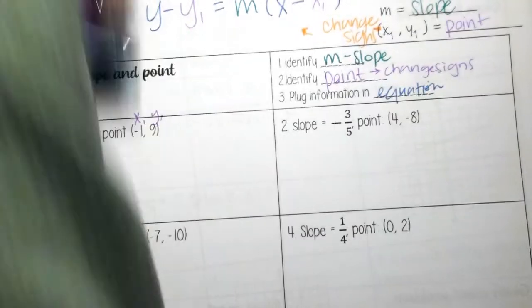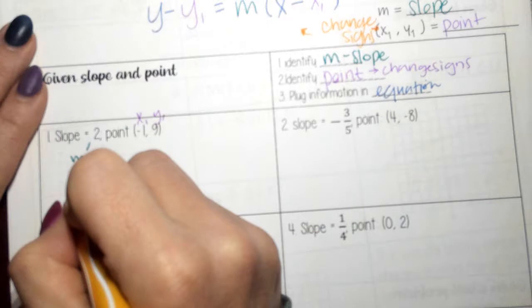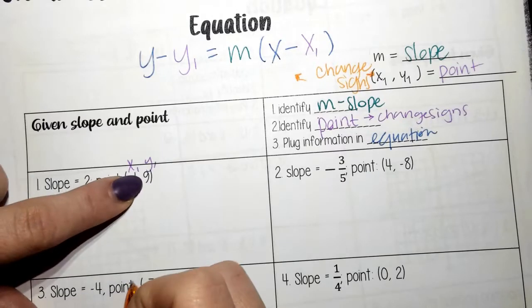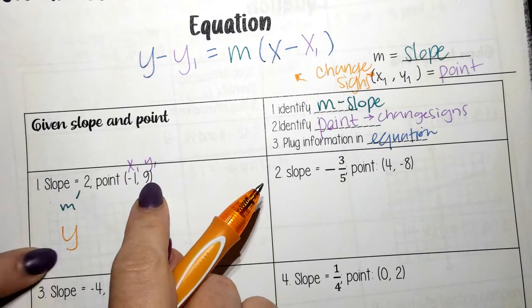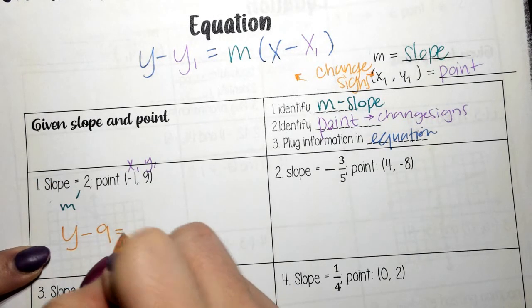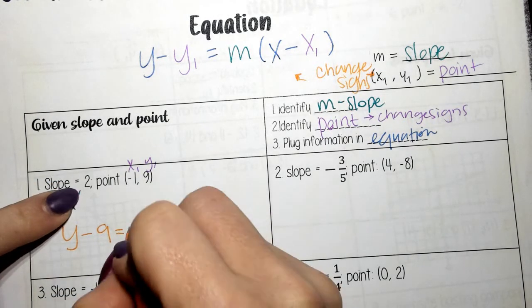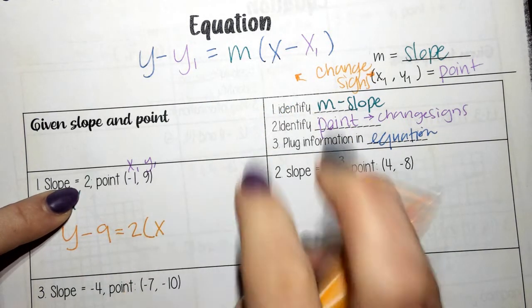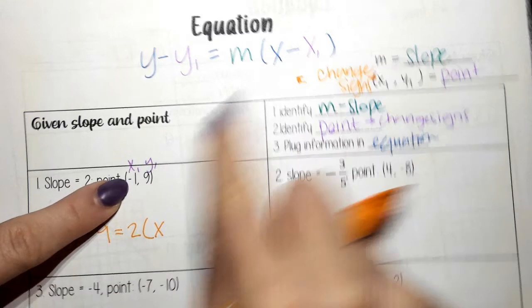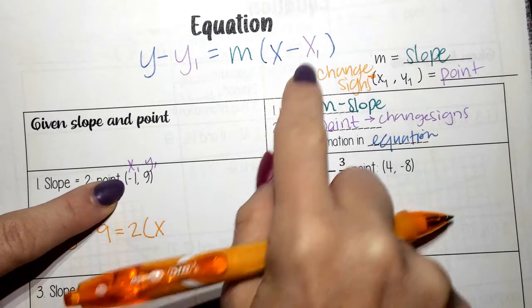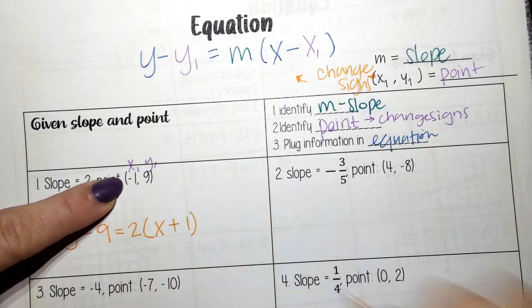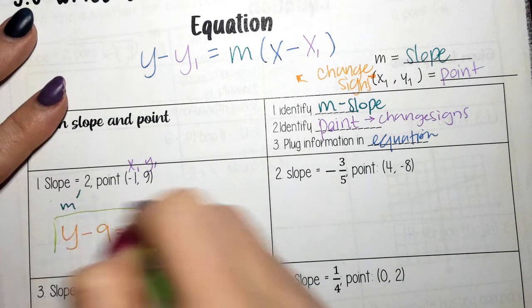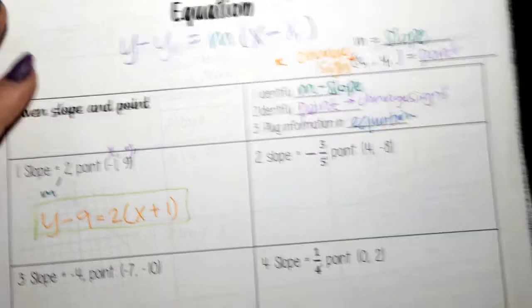So when I go to write this, my y1 is positive 9, so I'm going to put minus 9 equals my m is 2, open parentheses, x1, it's negative 1, so I'm going to change it to plus 1. And then that's it. We're just plugging in that information. We just have to remember to change the signs.